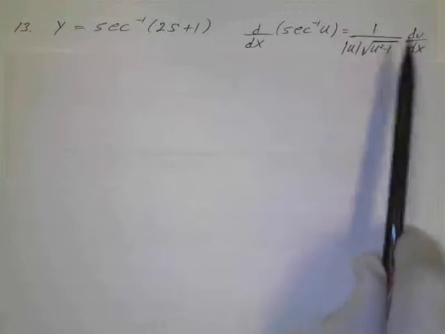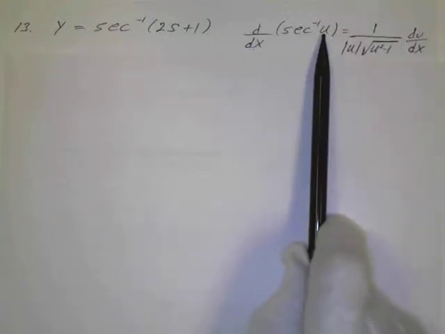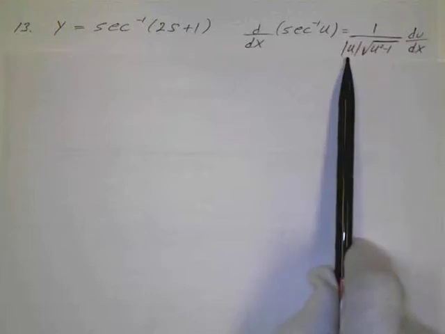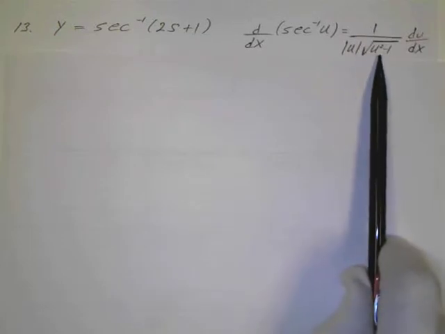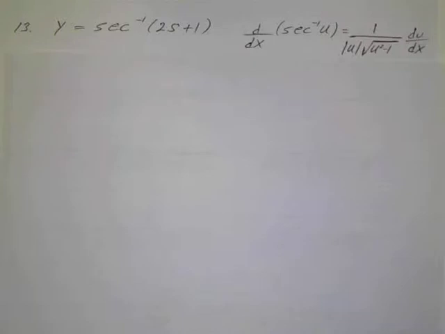But since it's a function, we're going to apply the chain rule. It's going to be the derivative with respect to x of the inverse secant of u. So it's going to be 1 over the absolute value of u times the square root of u squared minus 1, times the derivative of u, because we do have a function now. So keep that in mind. We are dealing with a function here, chain rule.